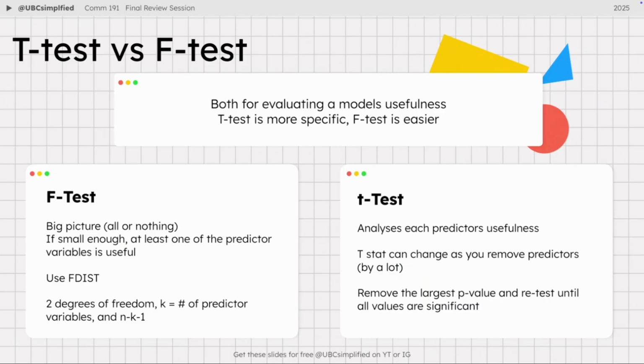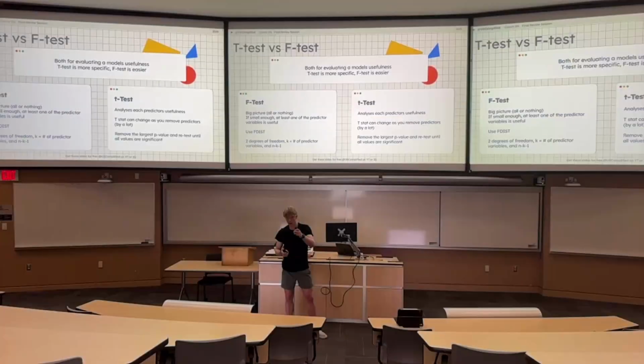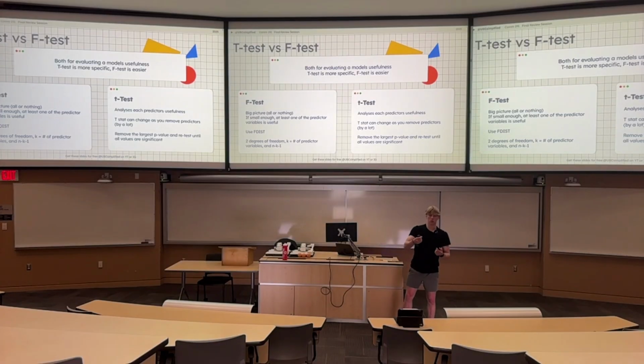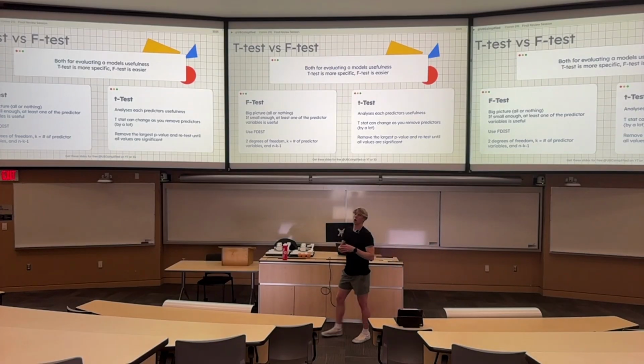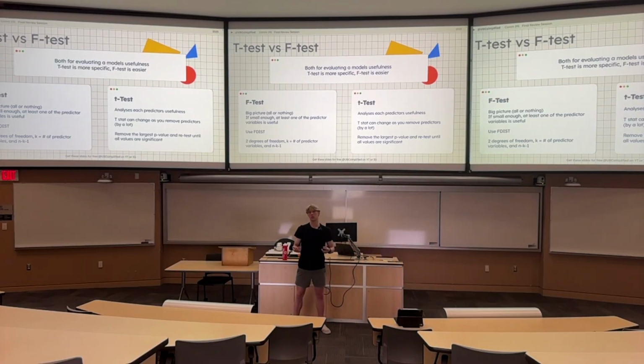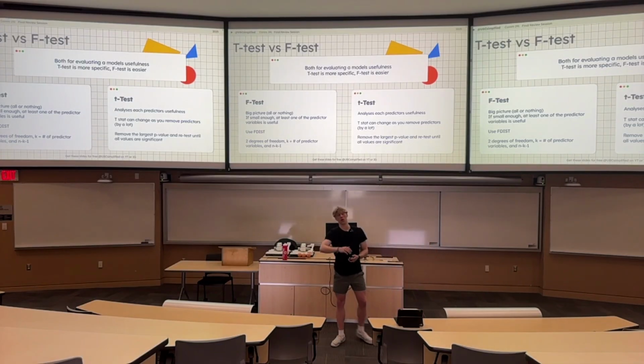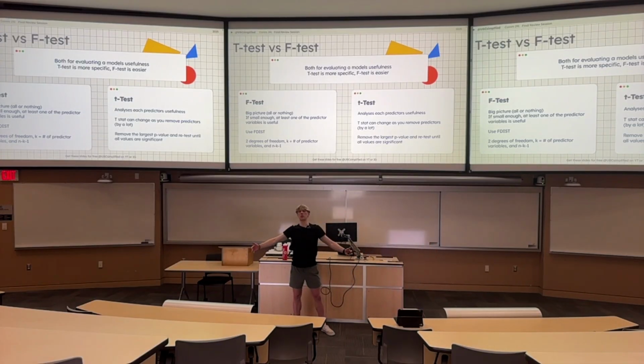So if we have like 10 different predictors, they'll each have specific t-tests, critical values, and then p-values associated with those t-critical values. We start by removing the largest p-value and then retesting, until all of our p-values are lower than 0.05, which means that the remaining predictors in the model are all useful. So it's going individual, one by one, as opposed to the F-test, which is in general. So that's analyzing each predictor's usefulness.